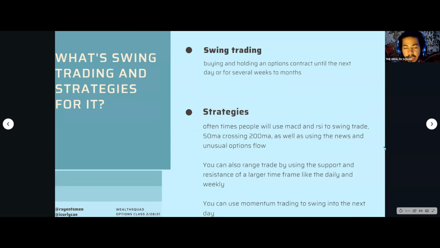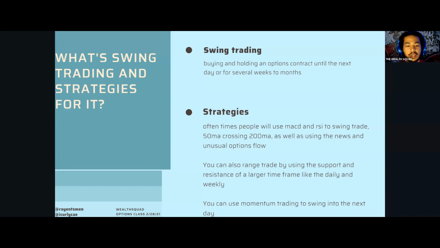So, what's swing trading and strategies for it? Swing trading is buying and holding an option contract until the next day or for several weeks to months. Now, a lot of times you will see that Chris refers to swing trading for buying stocks, but technically, swing trading also works with options, it's just like I said, holding it till the next day. So if you bought a contract on Monday and you held it to Tuesday, that's a swing trade. And that's why you also get around the day trading because that's not considered a day trade. So anything that's not a day trade is technically a swing trade or it's a leap.